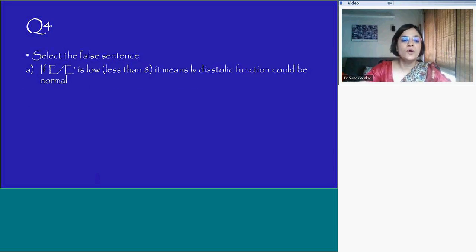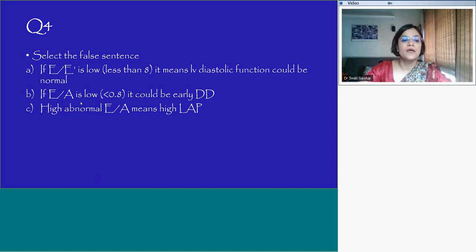Okay, which sentence is false? If E by E prime ratio is low, it means diastolic function could be normal. Is that true? If E by A is high, it means abnormal diastolic function, and high E by A means high LAP. Out of these three, there's only one which is false. Let me go over this again. The question says A is false.